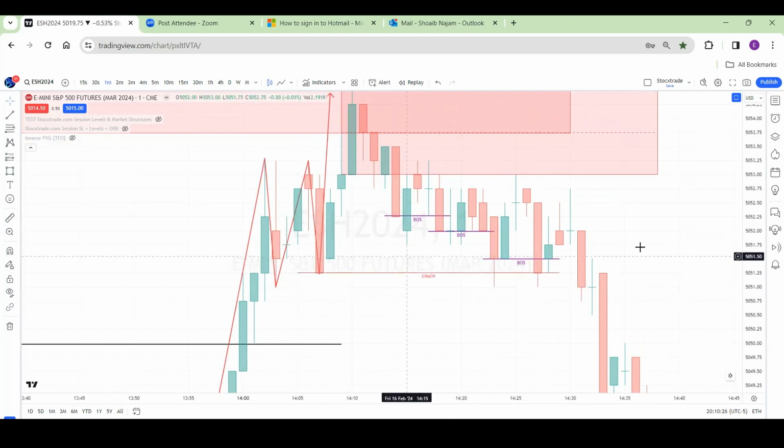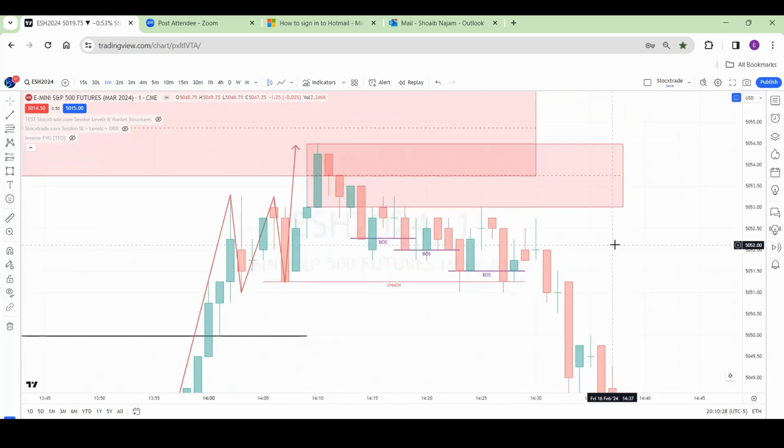After the change of character, the price didn't come into the supply zone. Sometimes it comes, but sometimes it doesn't. I'll tell you what happened here.